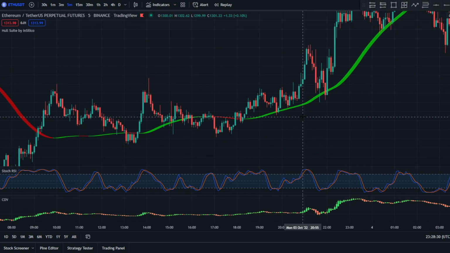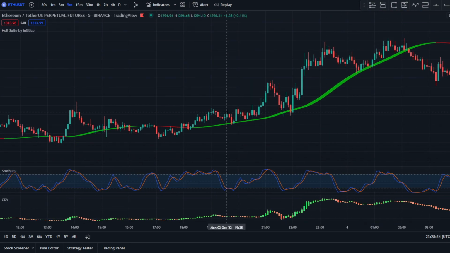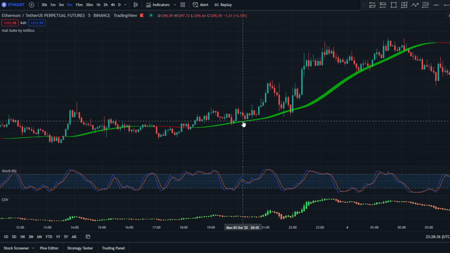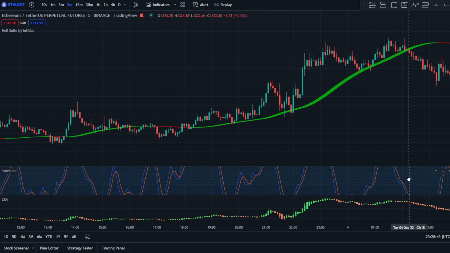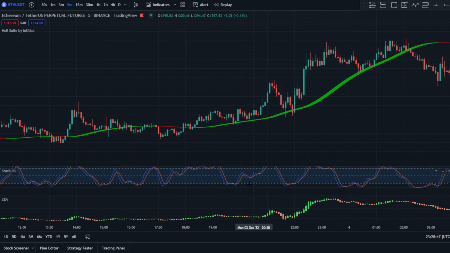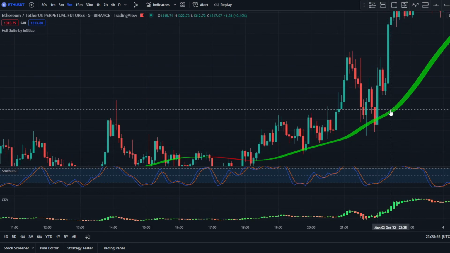I'm going to go with the rules for the long positions first. In order to have a long position, price must be above the house sweep, and the house sweep must be green in color. Next up, there must be the crossover of the blue line over the orange line, and the crossover must happen below the 20 value area. Last but not least, there must be a green signal on the CDV indicator. So let me try and find an example.